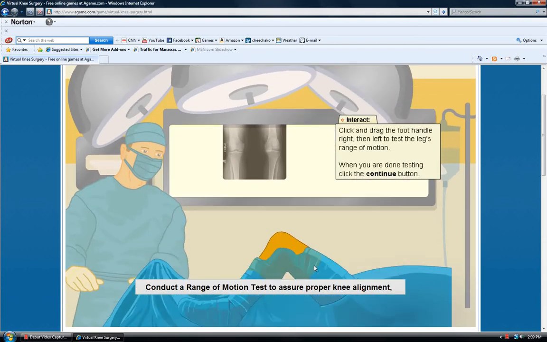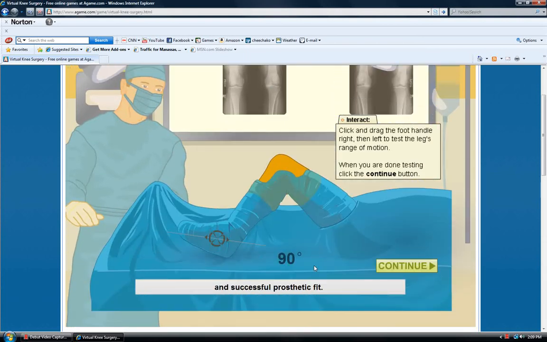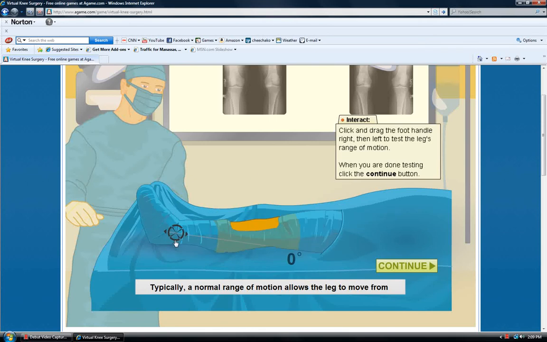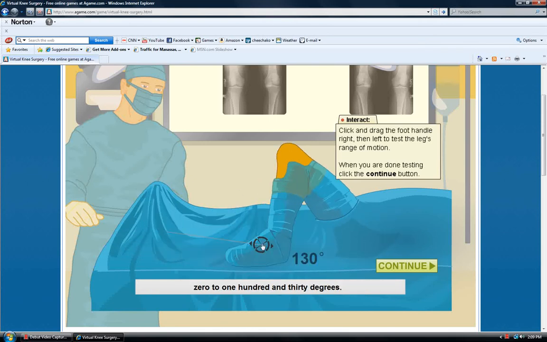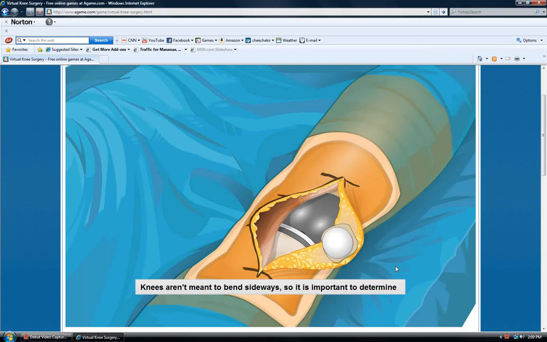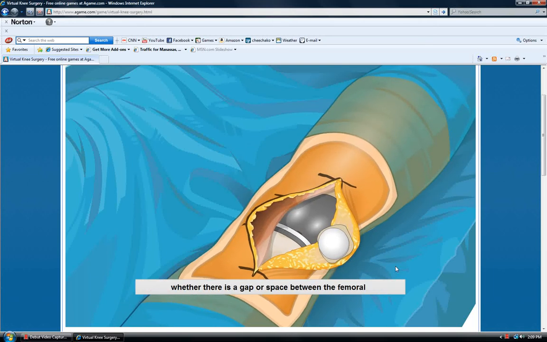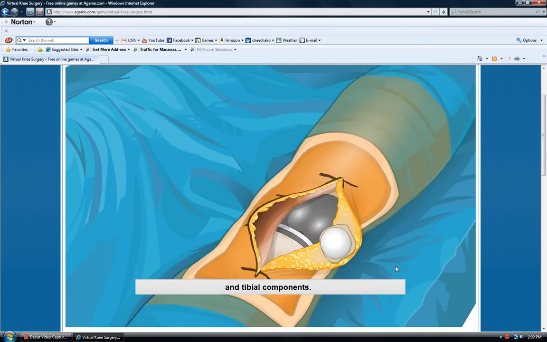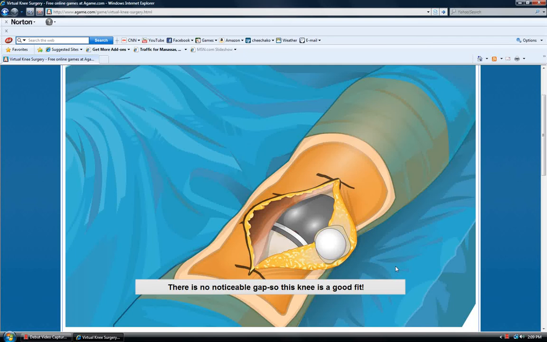Conduct a range of motion tests to assure proper knee alignment and successful prosthetic fit. Typically, a normal range of motion allows the leg to move from 0 to 130 degrees. Our knees aren't meant to bend sideways, so it's important to determine whether there is a gap or space between the femoral and tibial components. There's no noticeable gap, so this knee is a good fit.